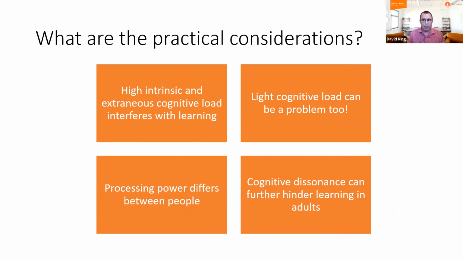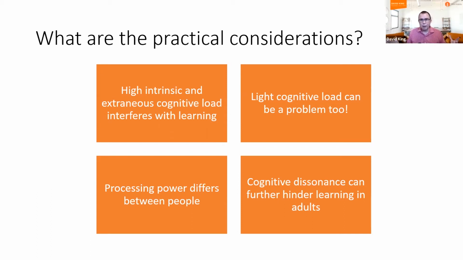In the second box, a really light cognitive load can be a problem too. You think about it. If the content is really simplistic and it's taught in a really simplistic way, so out of the 100 units, only 5 units go to intrinsic and 5 units go to extraneous, that leaves 90 units for germane. You might be thinking, that's fantastic. That's lots of horsepower, but it's actually too much. They don't need all of that to process that simple information.